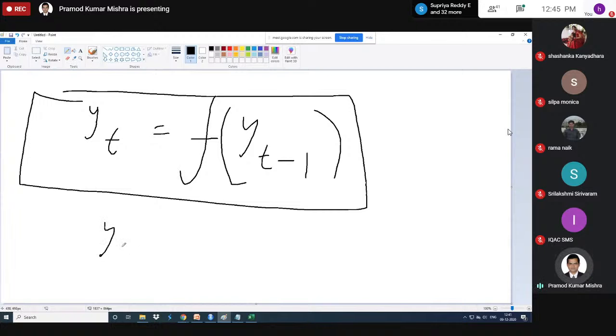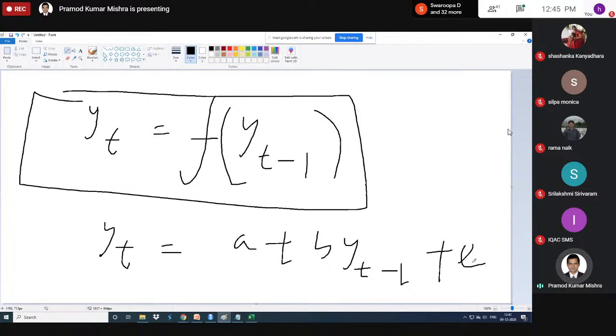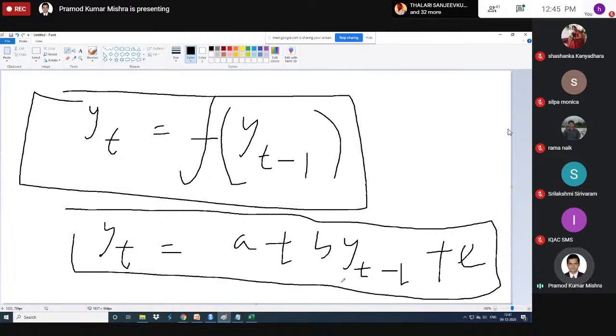So if you want to have a regression model, you can simply take a + b·Yt-1 plus some error. This becomes your auto regression. Now you can continue: b1·Yt-1, b2·Yt-2, b3·Yt-3, and so on. That becomes your Yt.